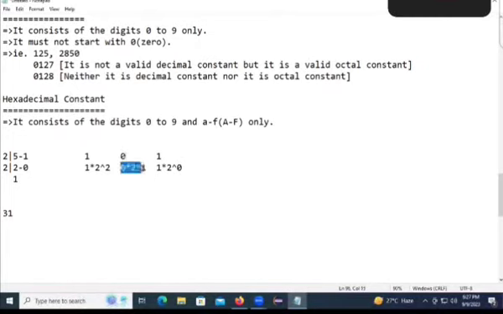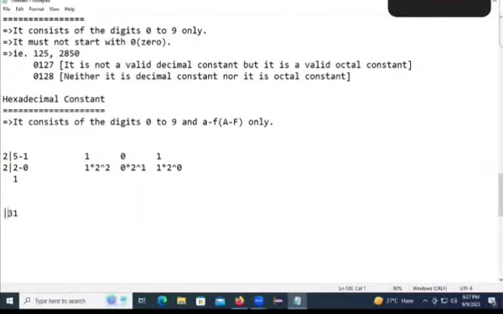So wherever 0 is there, just ignore it, because multiplied with 0 is 0 only. No need to calculate this. Multiplying with 1 only, just calculate this value. 2 to the power 0 is 1, 2 to the power 2 is 4. 4 plus 1, 5. So 5 is converted to 101, and 101 converted back, we got 5, right? Same thing applies here now.